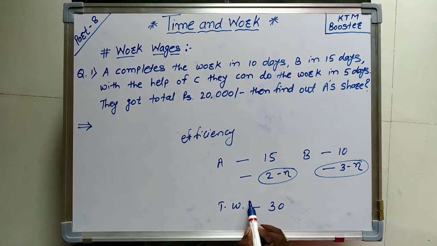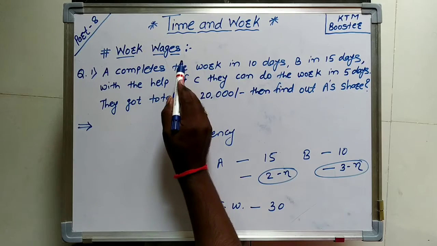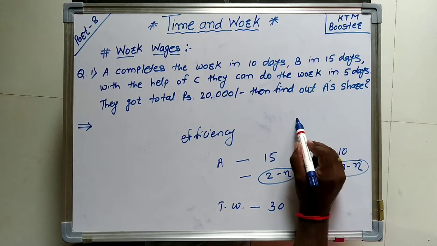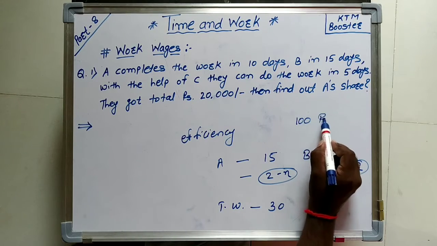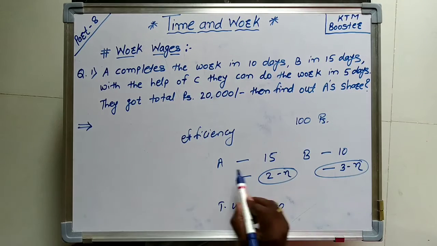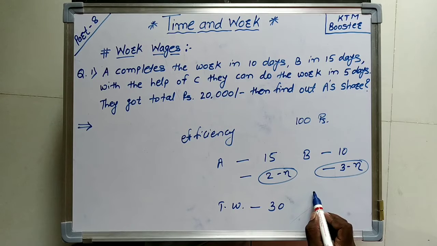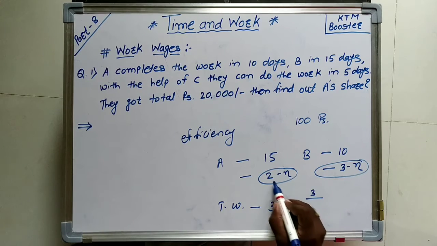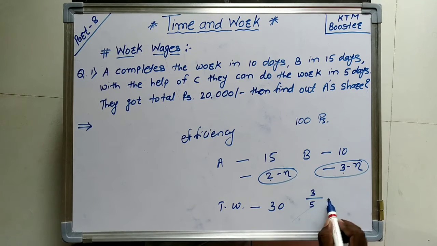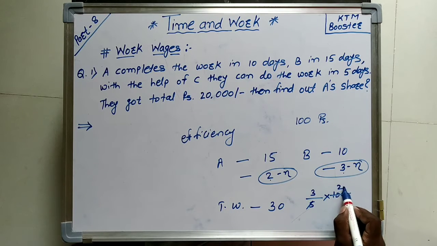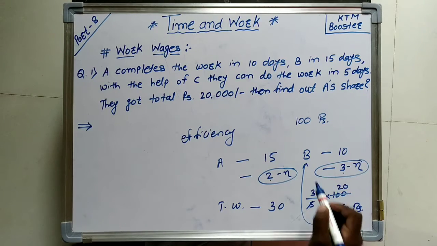So let's say 100 rupees is the total work wages for A and B. For B it will be 3 divided by 2 plus 3, that is 5, multiplied by 100. So 5 into 20, that is 60 rupees wage will be given to B. We will illustrate this concept by using this problem.